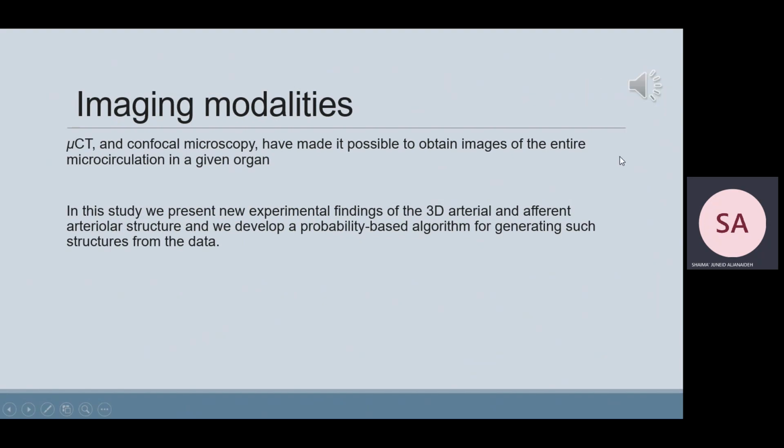Imaging modalities, micro-CT and conventional microscopy, have made it possible to obtain images of the microcirculation in given organs. In this study, we present new findings on the 3D arteriole and afferent arteriole structure, and we developed a probability-based algorithm for generating such structures from the data.